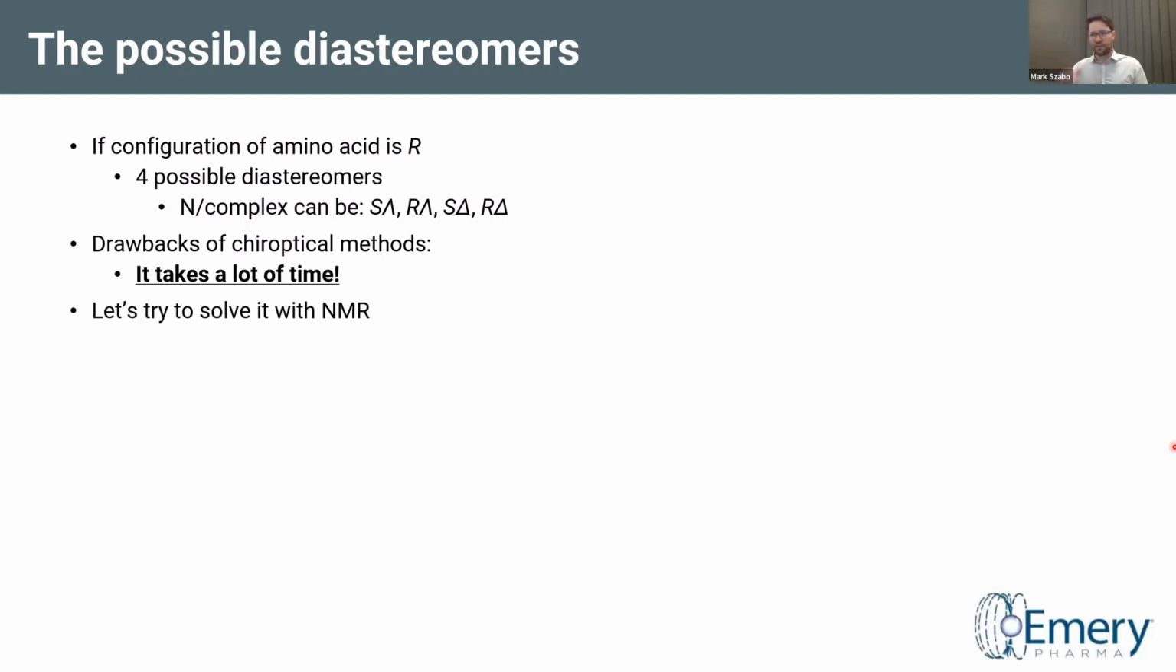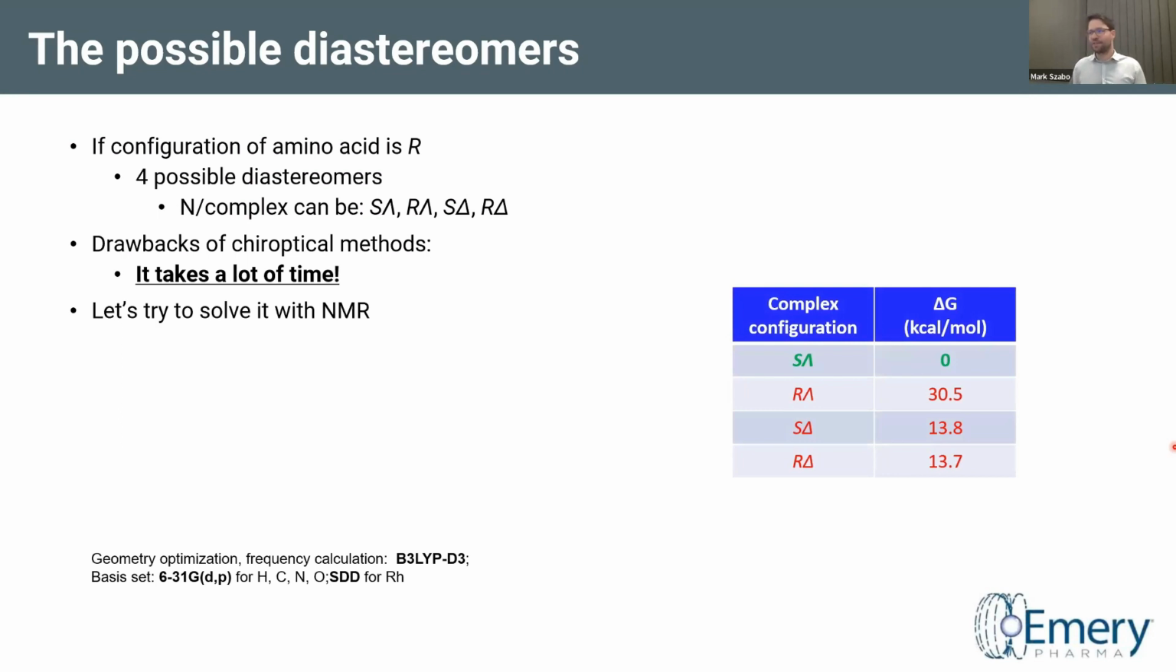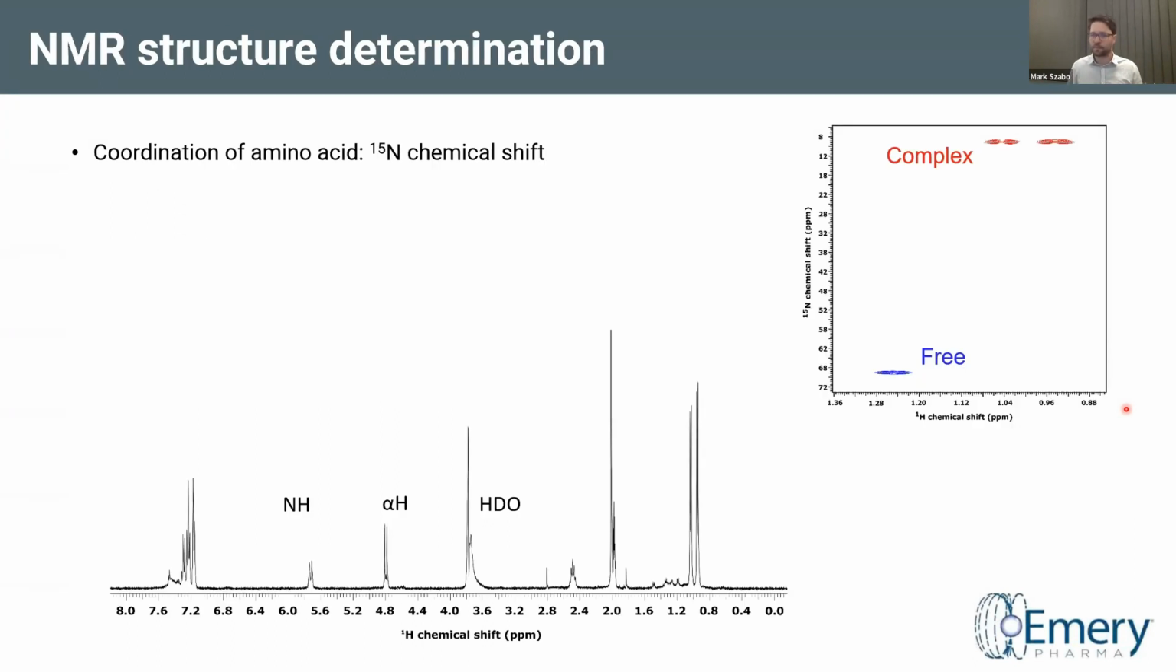But without going into the details, the problem with these methods is that they take a lot of time. And it would be better to solve it with NMR. And that's what I did, actually. But before I measured any spectra, I made some quantum chemical calculations, which I'm really fond of. And it turned out that the S lambda diastereomer is way more stable than any other. So probably what we have in our solution is S lambda, but let's check it with NMR.